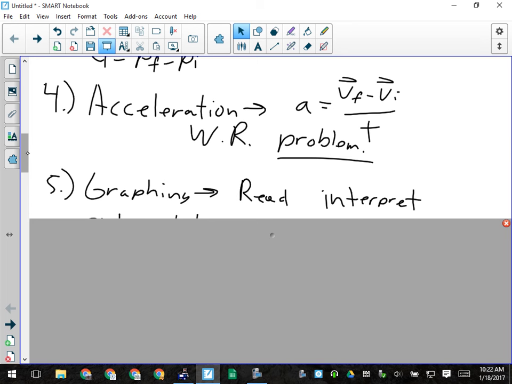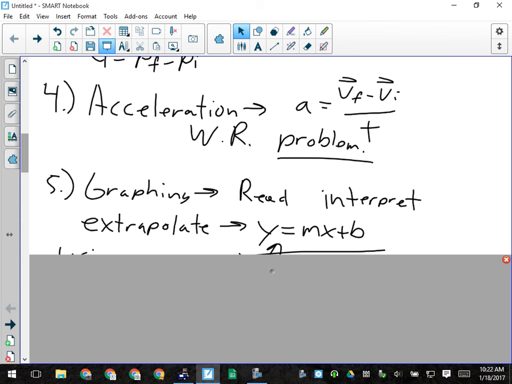What formula always applies to just a linear graph? Yes, y equals mx plus b. So you will have to use y equals mx plus b. You'll be asked to do some extrapolating. So if it says extrapolate, use y equals mx plus b. A lot of people got burned on this on their unit exam.